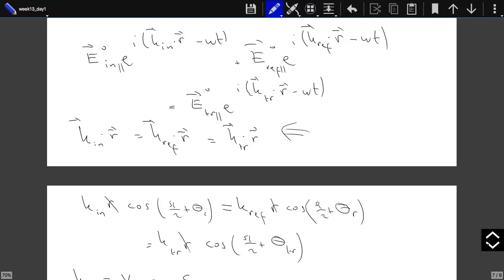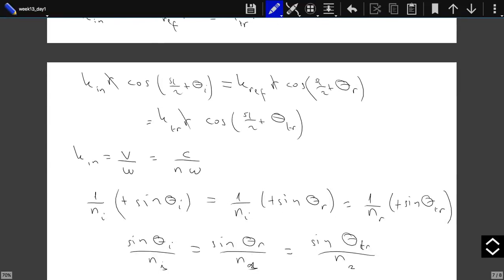So I just wrote the scalar products in terms of the product of the magnitudes and the angles between them. That gives me these three equations. But r is the same, and instead of the k, it is omega over v, or omega over c times n.